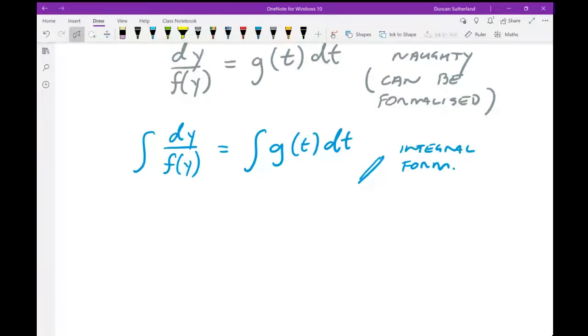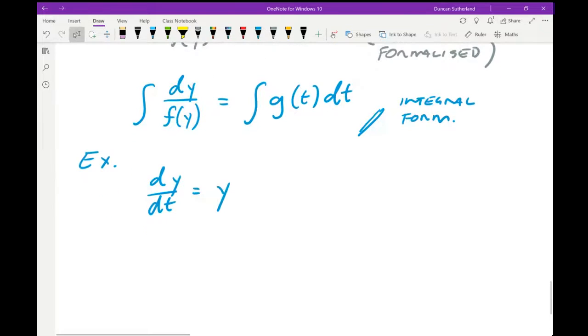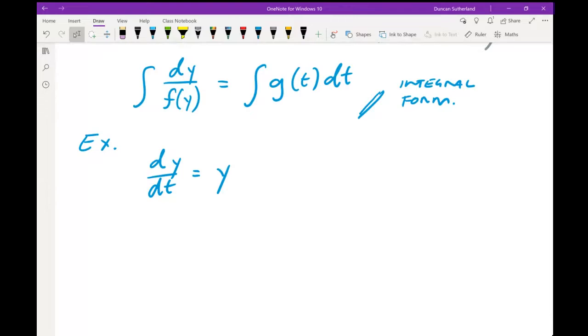So I'm going to illustrate this with an example. And we're just going to see the same example we were just talking about. dy/dt equals y. Oh, I forgot, I should have mentioned something else. Anyway, I'll come back to that. We're not going to specify an initial condition. We're just going to find the general solution at the moment.